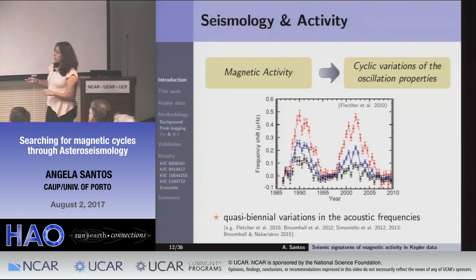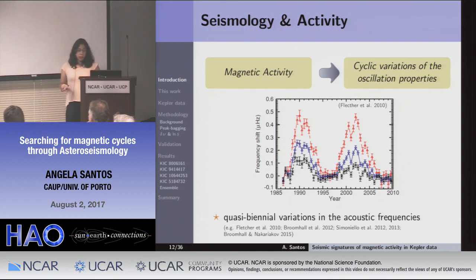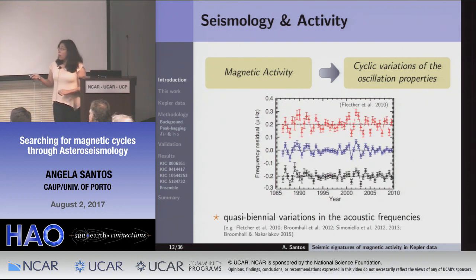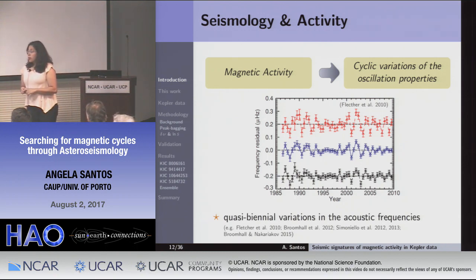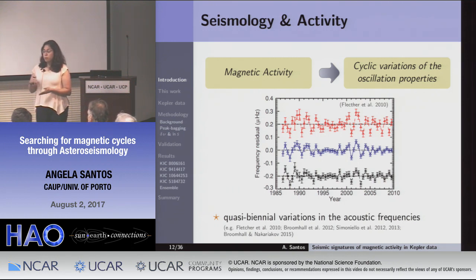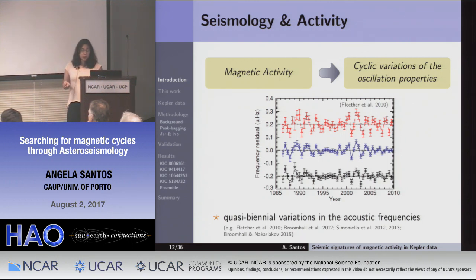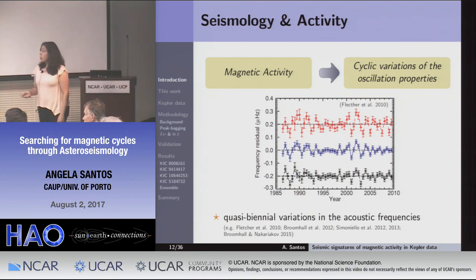This is the high frequency range, this is the low frequency range, and the amplitudes of the frequency shifts on the long-term time scale are very different. So this weak dependency of the quasi-biennial variations suggests that the origin of these midterm variations is deeper in the Sun than the origin of the long-term frequency shifts, for the different frequency ranges of the modes.